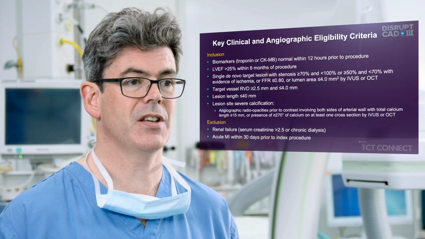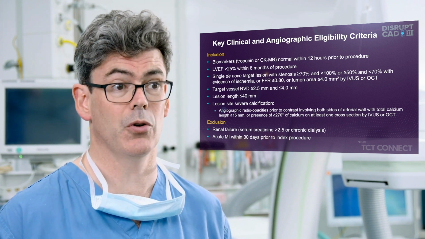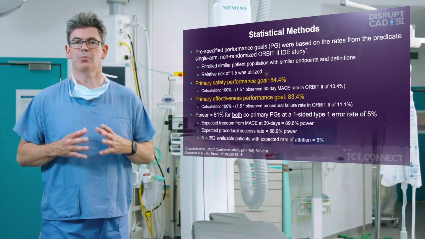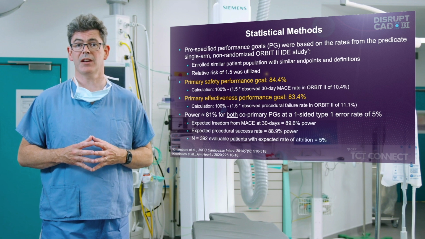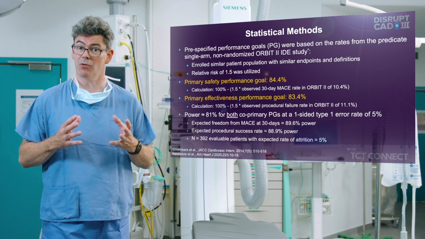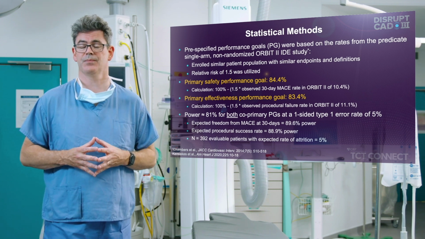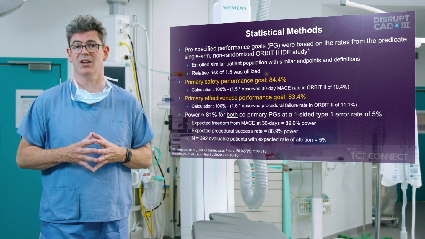The exclusion criteria included renal failure, defined as creatinine greater than 2.5 or dialysis, and myocardial infarction within 30 days. The pre-specified performance goals for this study were based on the rates from the predicate single-arm non-randomized Orbit-2 IDE study for orbital atherectomy, which enrolled similar patient population with similar endpoints and definitions. The relative risk of 1.5 was utilized per FDA guidance.